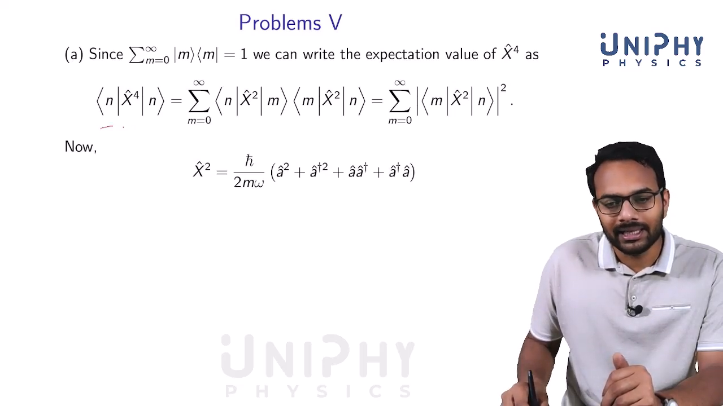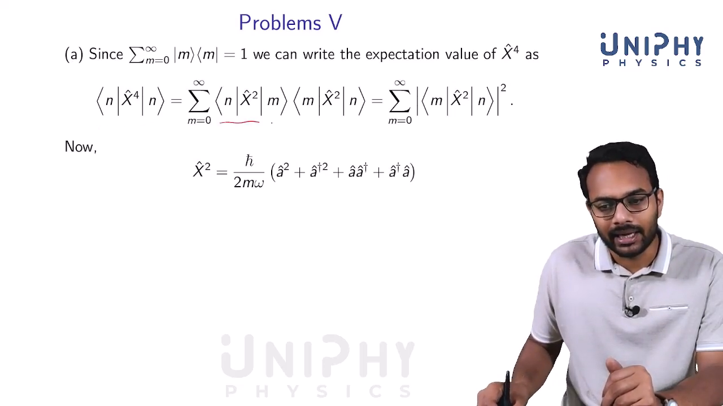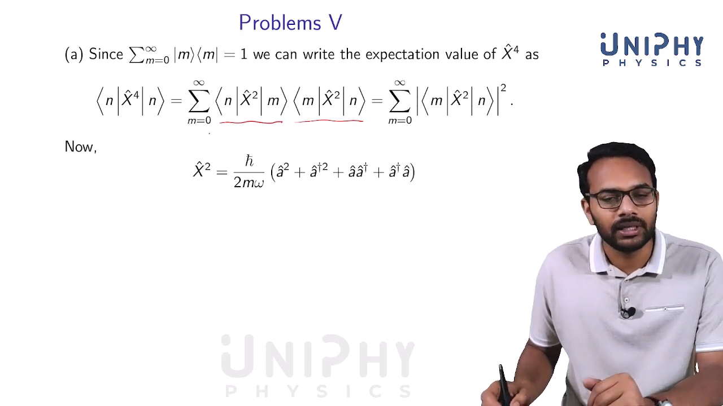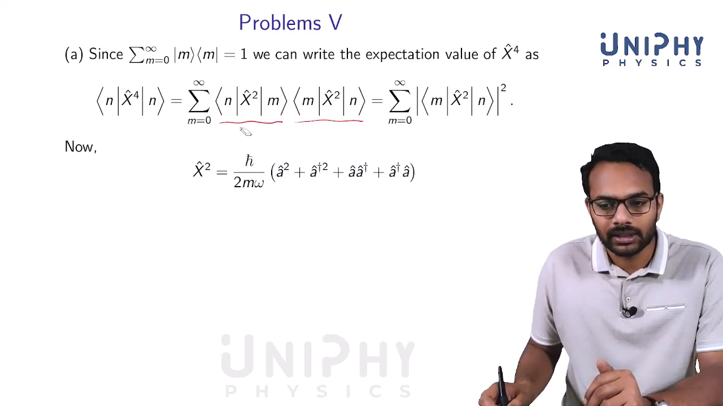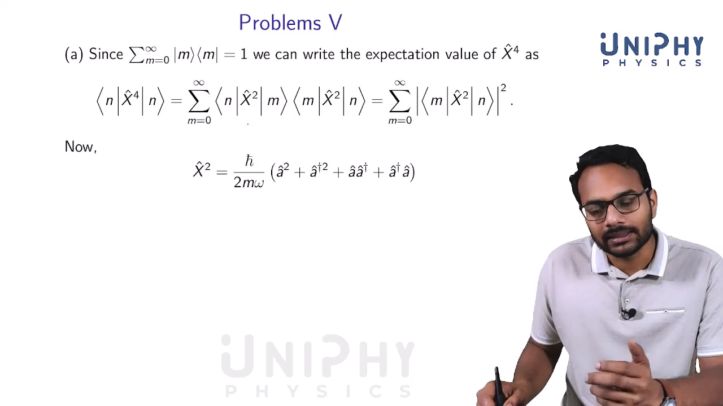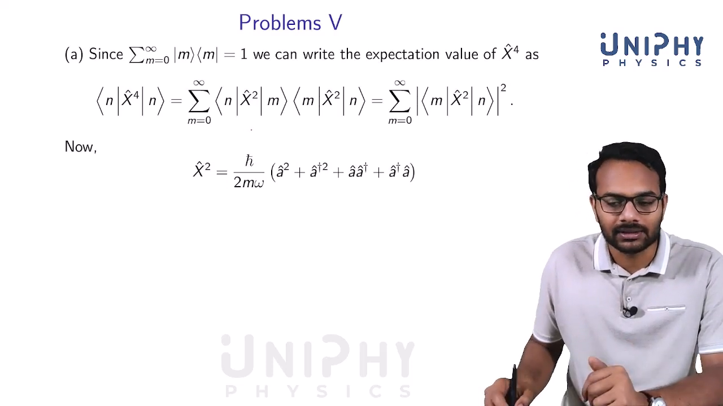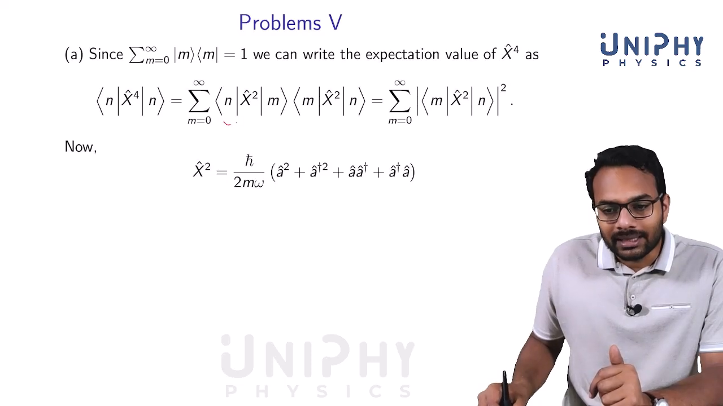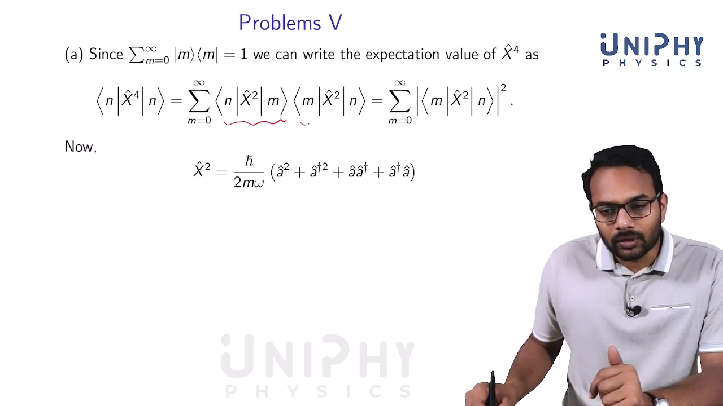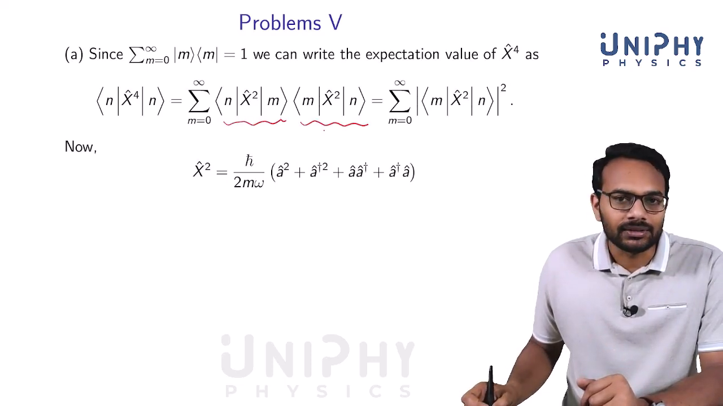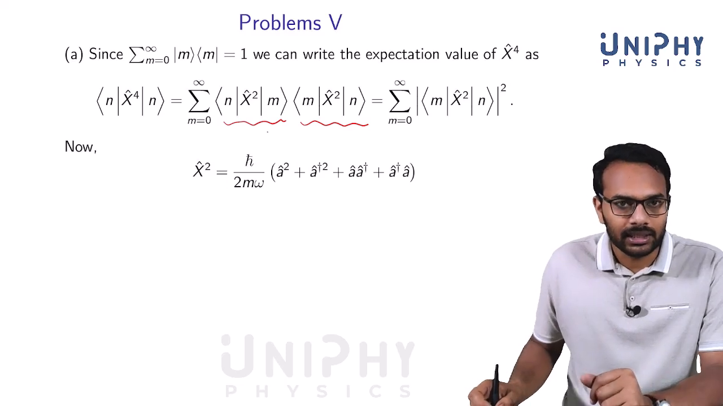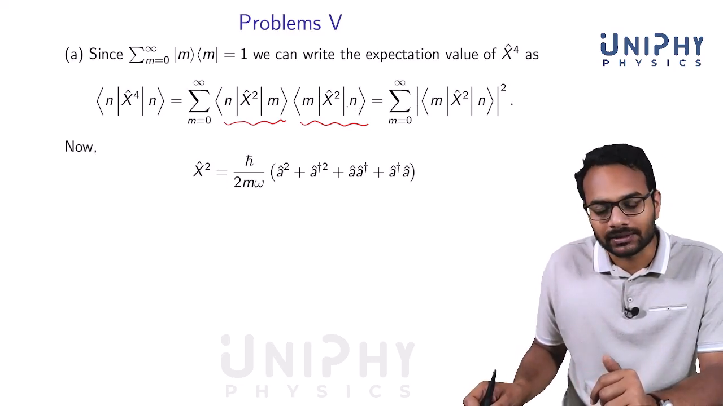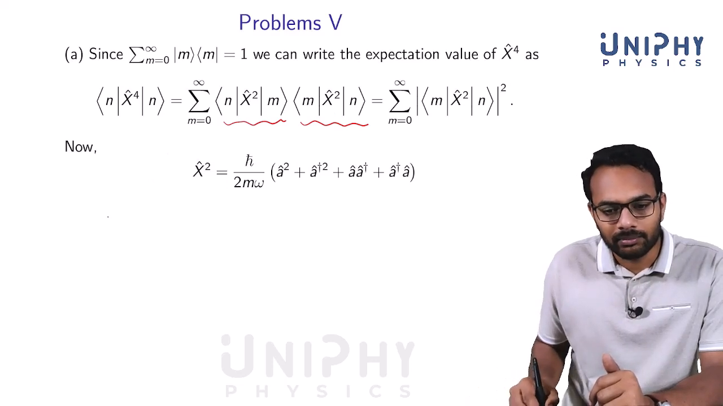We write ⟨n|x^4|n⟩ as the sum over m from 0 to infinity of ⟨n|x²|m⟩⟨m|x²|n⟩. Now we know that this x² is a Hermitian operator. This means that ⟨n|x²|m⟩ is actually the complex conjugate of ⟨m|x²|n⟩ and vice versa. Am I right? Why? Because we have this relation.